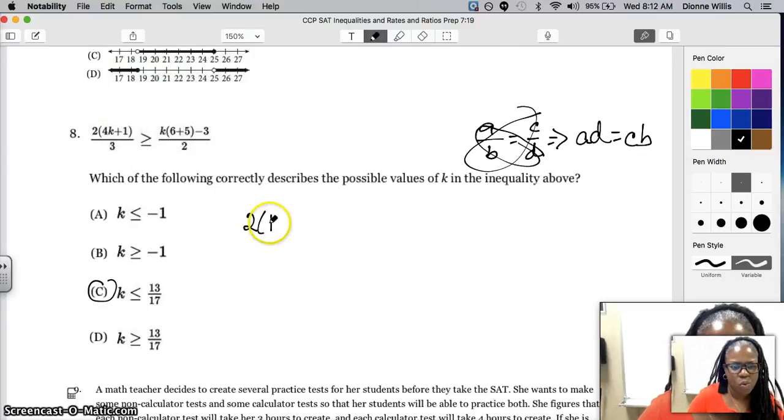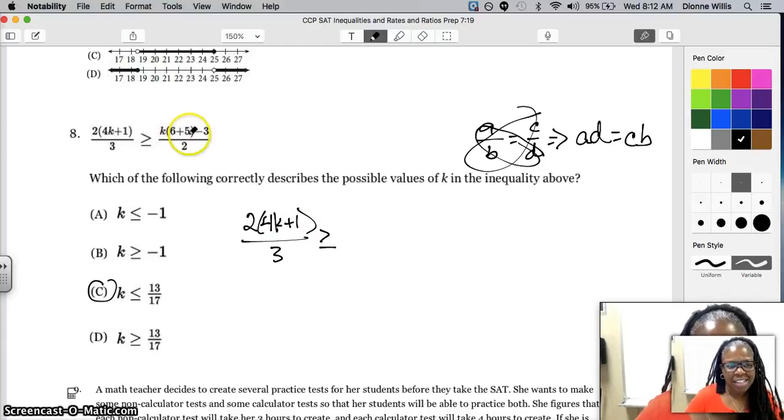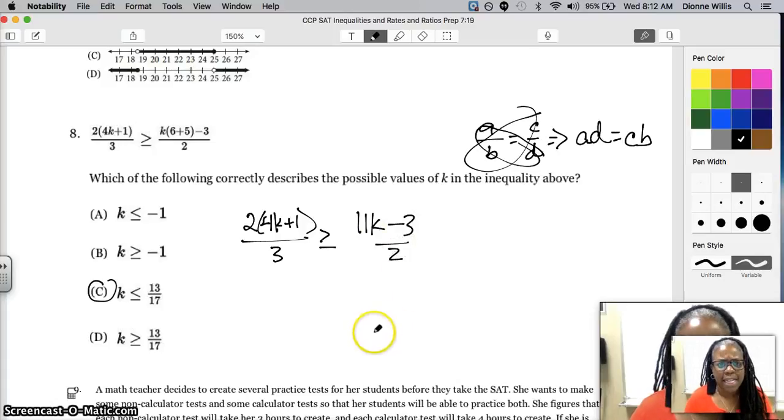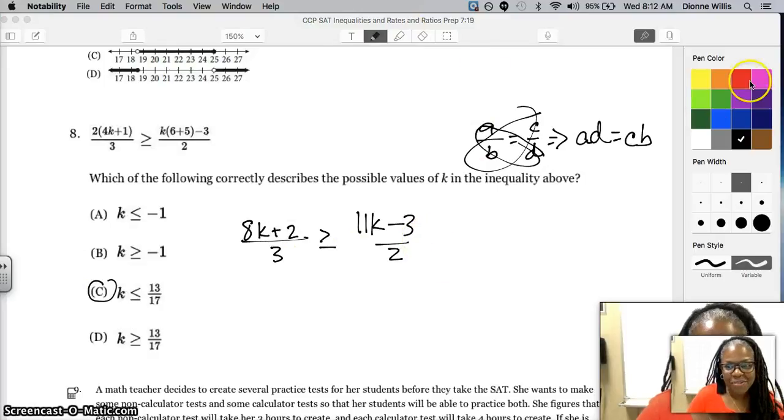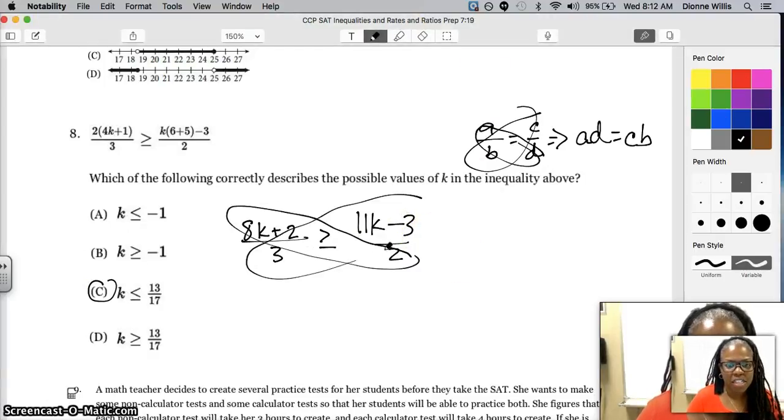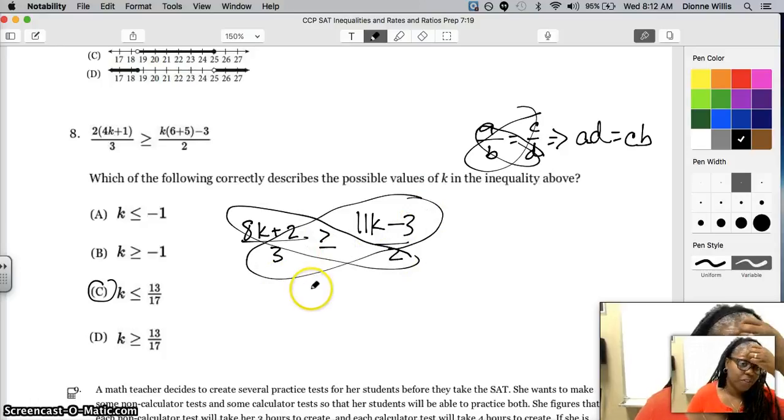2 times 4K plus 1, all of that over 3 is greater than or equal to 6 plus 5 is 11, so I'm just going to write that as 11K minus 3 over 2. This is as simple as I can get either of these. No, it's not. I should have distributed that. Let's make that happen. Okay, so that's better. So now I'm going to cross multiply, and I'm going to use the distributive property for each of these.